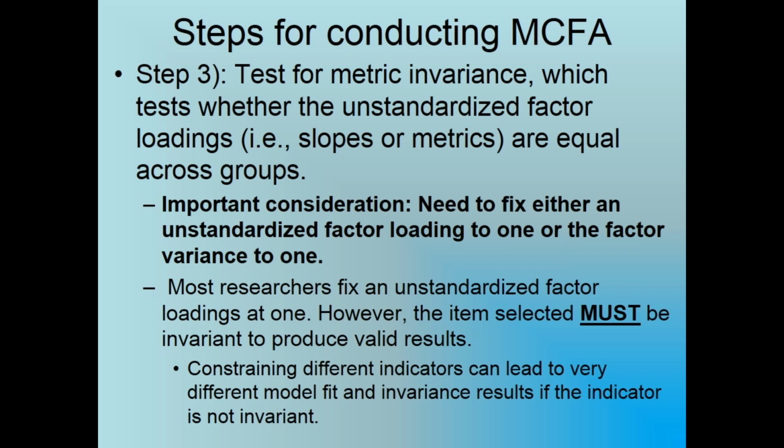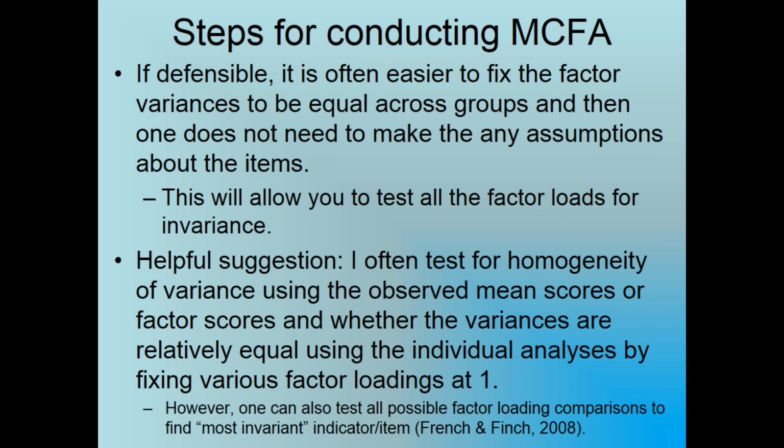While you can certainly follow my recommendations in determining whether you should fix the factor loading at 1 or fix the factor variance at 1, arguably a better approach is to follow what was done by French and Finch in 2008. What they basically do is test all possible combinations. In other words, they'll first set the first factor loading at 1 and look at how invariant the other items are.